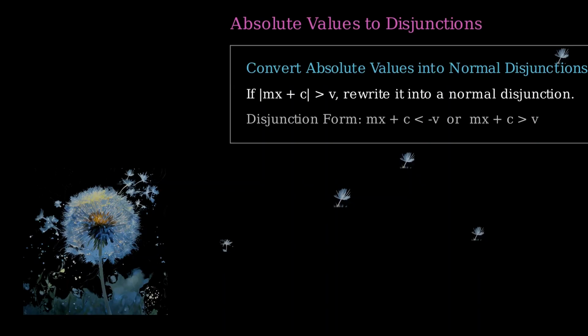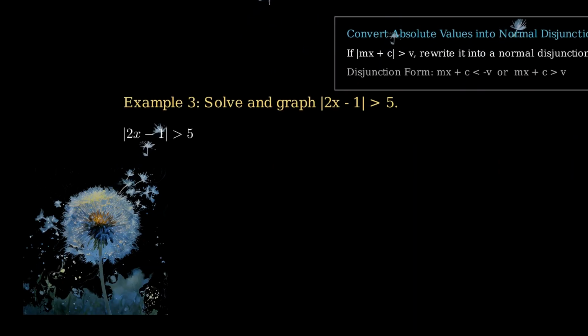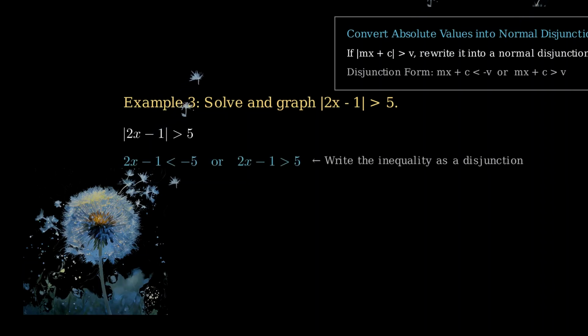Next, let's talk about converting absolute values into normal disjunctions. An absolute value inequality of the form absolute value of mx plus c is greater than v is the same as the disjunction mx plus c is less than negative v, or mx plus c is greater than v. Let's look at example 3. Solve the compound inequality absolute value of 2x minus 1 is greater than 5.